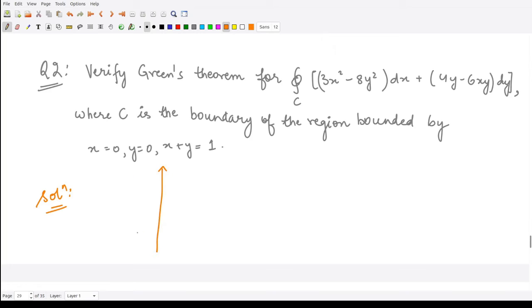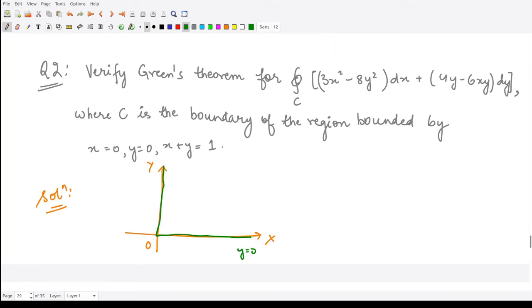So for that, let us draw the coordinate axis. This is the x-axis, this is the y-axis, and this is the origin. Now x is equal to 0 is this y-axis only, right? This is x is equal to 0. y is equal to 0 is this x-axis, right?